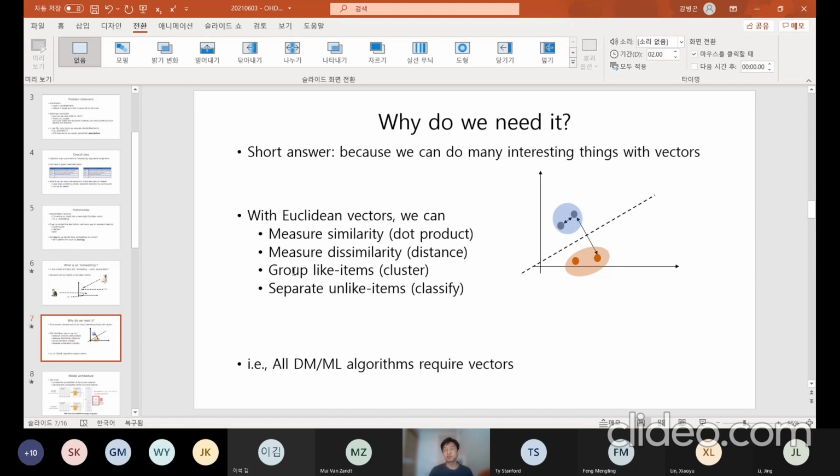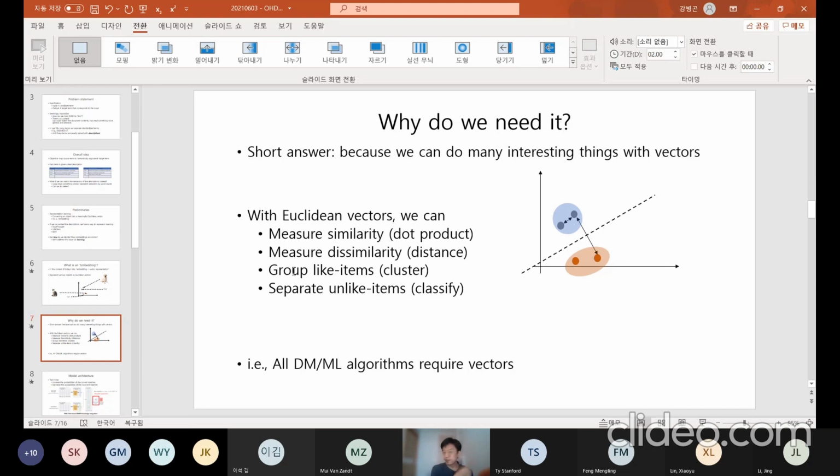And based on those operations, you can perform many different analysis tasks, like clustering, which is grouping similar items together and separating out different items. You can also perform classification. So that's the benefit of representing items or any kind of object as a vector. It's basically the fundamental step in all or most modern machine learning algorithms.